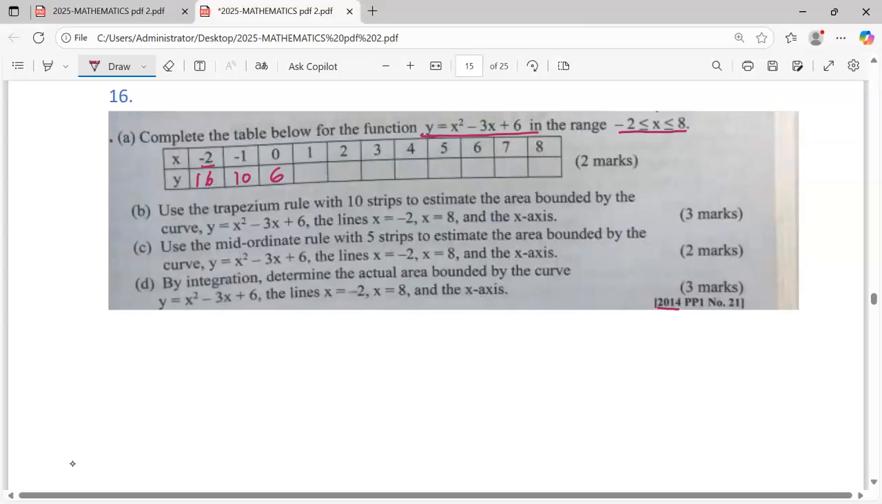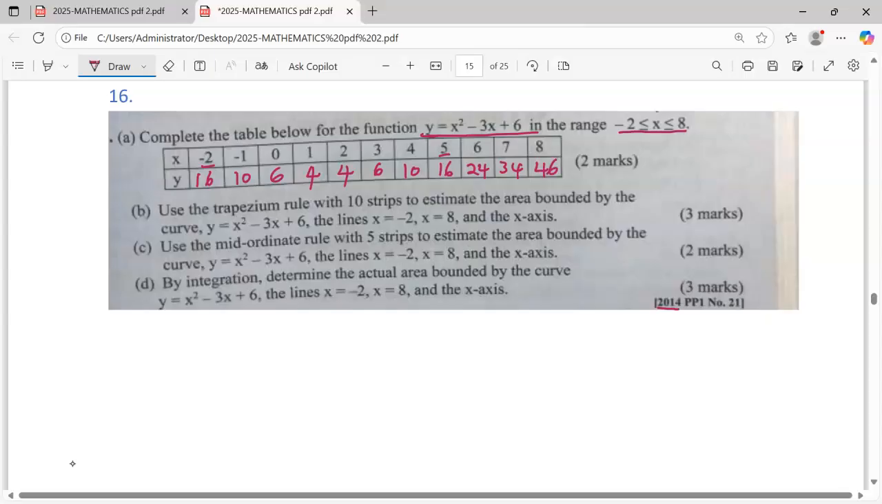When x is +1, then y will be +4. When it is 2, y will be +4. And if x is +3, the value of y will be 6. When x is +4, y will be 10. And when x is +5, y is going to be 16. When x is +6, y would be 24. And when x is +7, y would be 34. And lastly, when x is 8, the value of y would be 46.